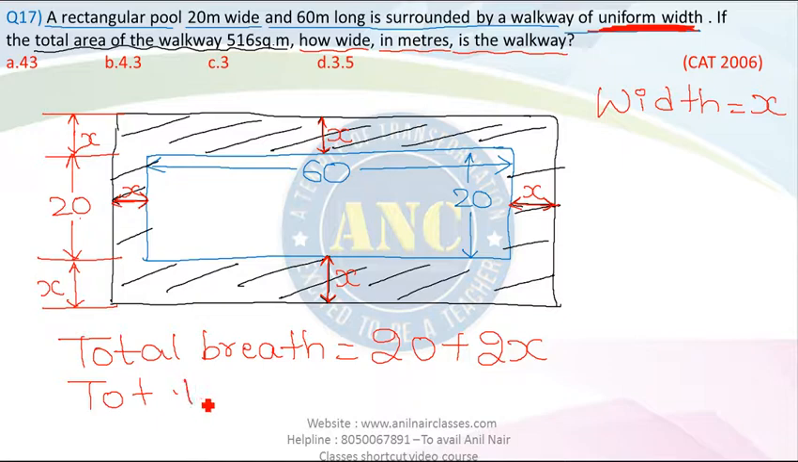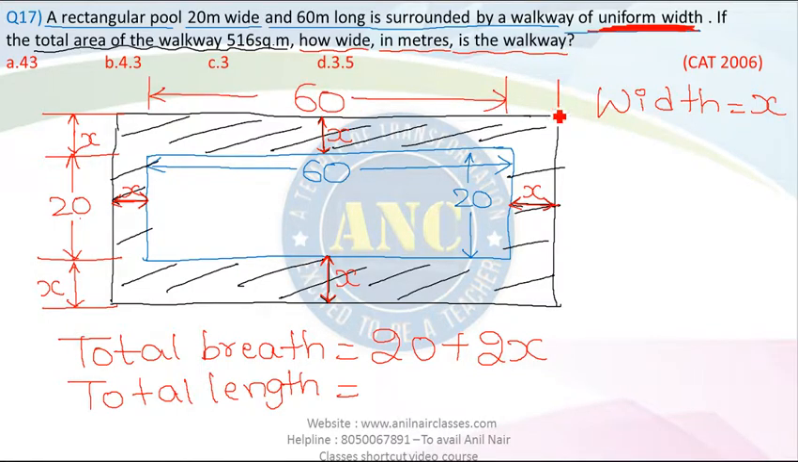Similarly, what will be the total length? Total length is this particular value from here to here. From here to here it is 60. It is given in the question itself. From here to here it is x. This value is also x. So it is x plus 60, it is 60 plus 2x. That means the total breadth of the outer rectangle is 20 plus 2x.